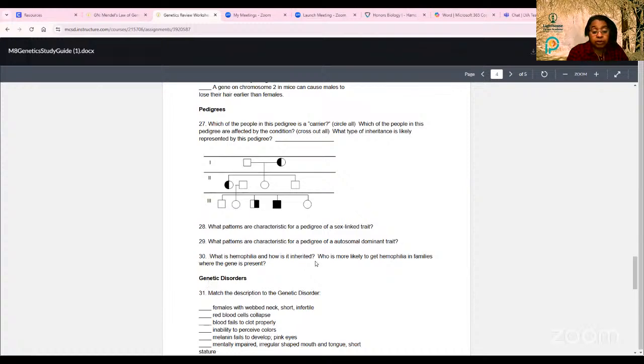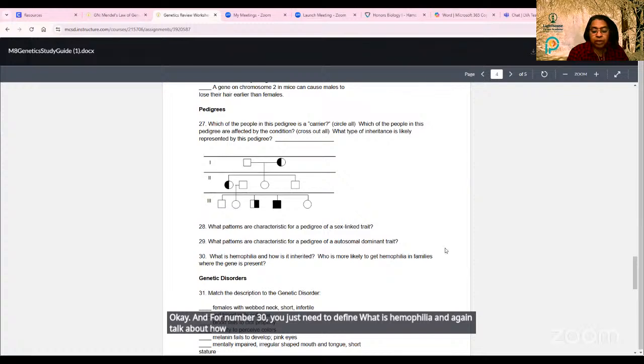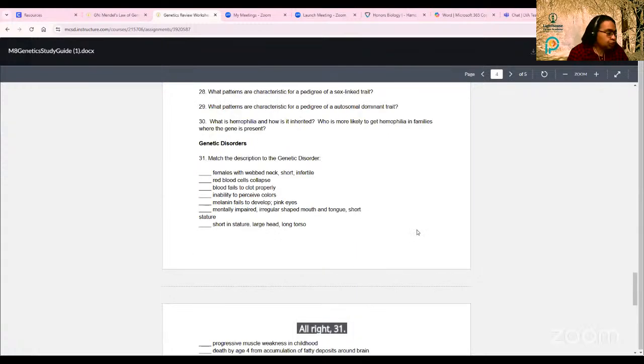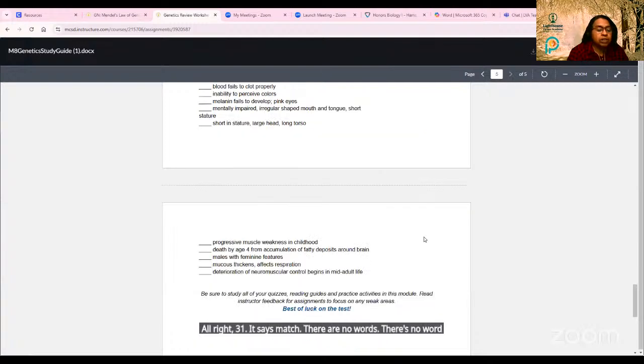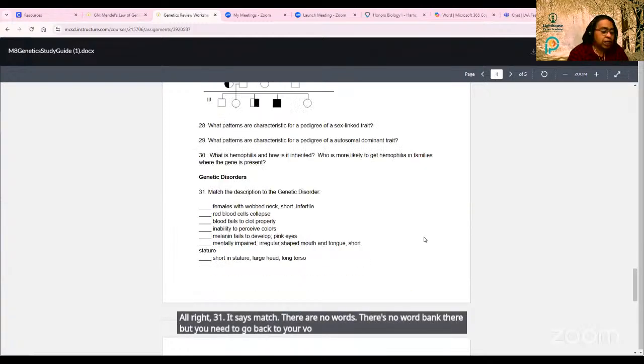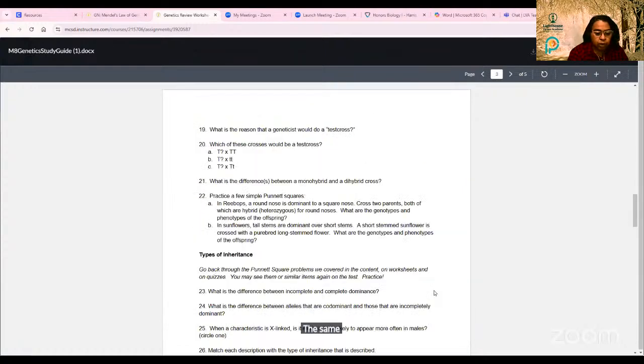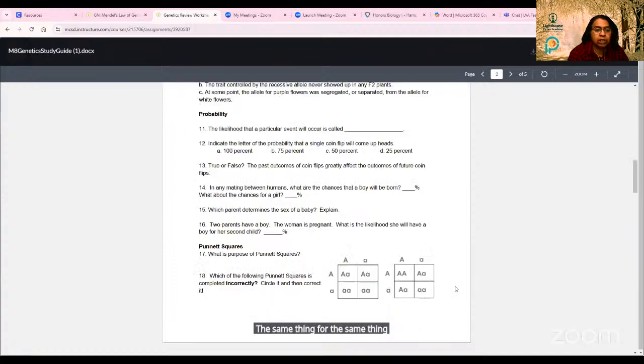For number 30, you just need to define what is hemophilia. And again, talk about how pedigree is involved in passing it on from one family to the other. All right, 31, it says match. There's no word bank there, but you need to go back to your vocabulary list and find the words that go with these descriptions. The same thing for another question like that.